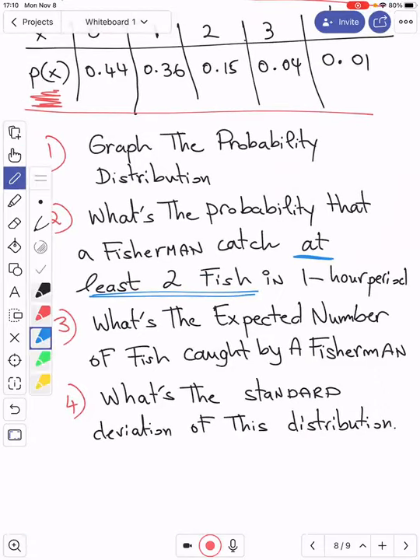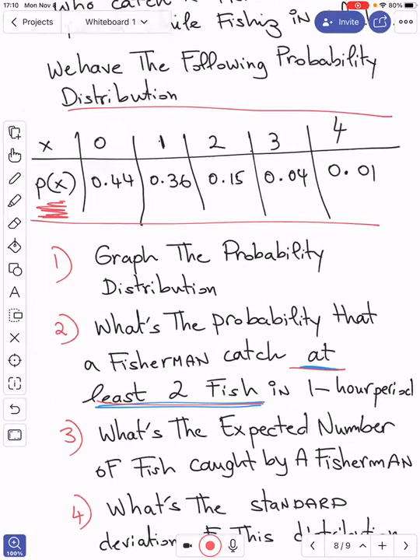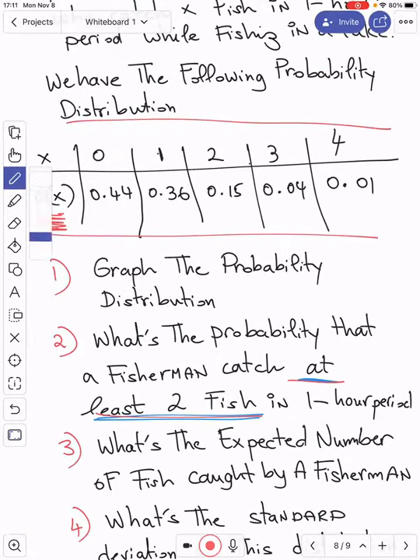what's the probability that the fishermen catch at least 2 fish? As I said, at least 2 fish means 2 fish or more than 2 fish. So it's either 2 fish, or 3, or 4. That's at least 2 fish. It's 2 fish or more than 2 fish. So it's 2 or 3 or 4 for number 2.